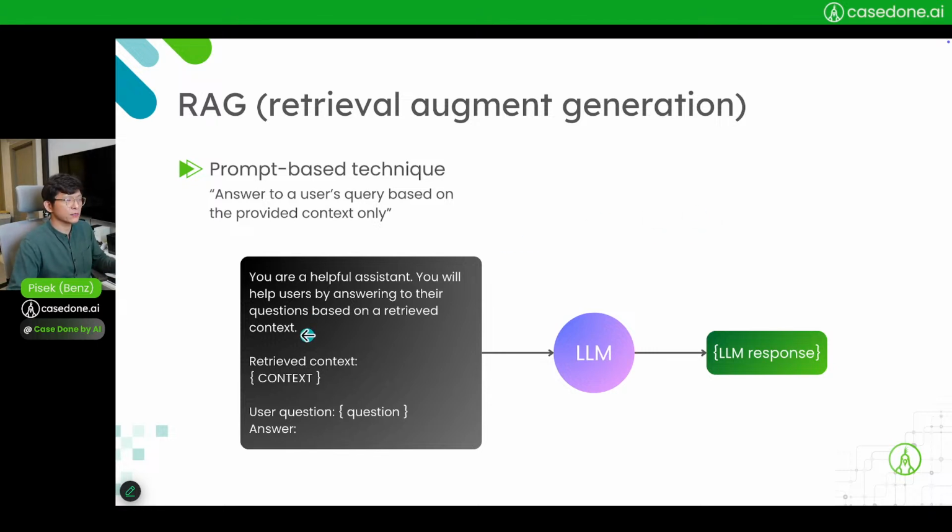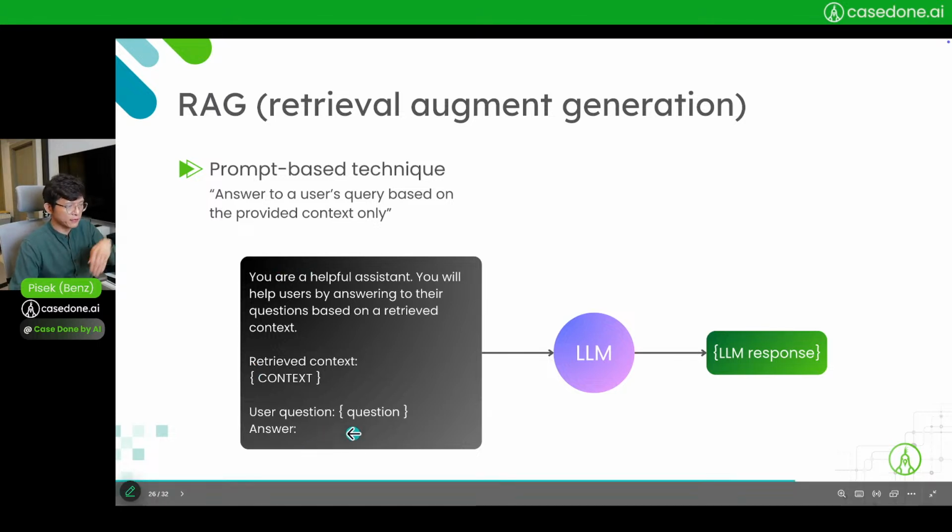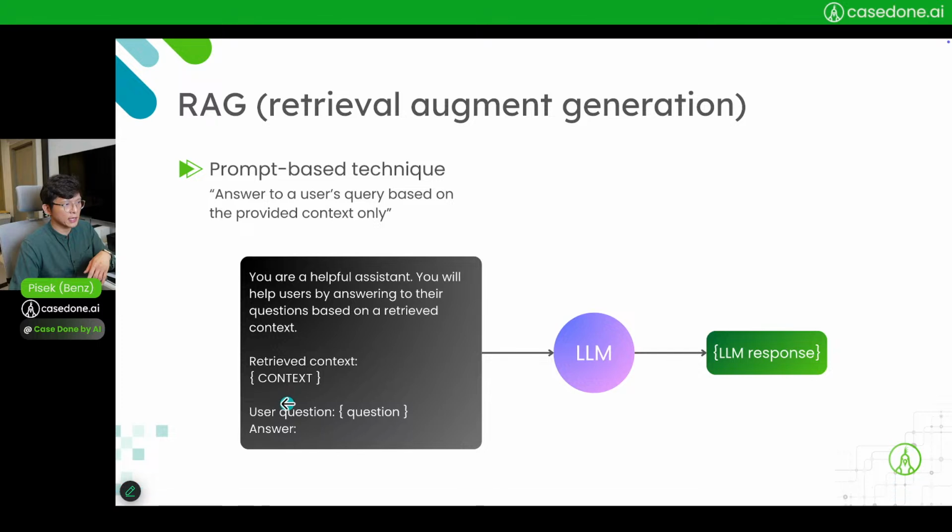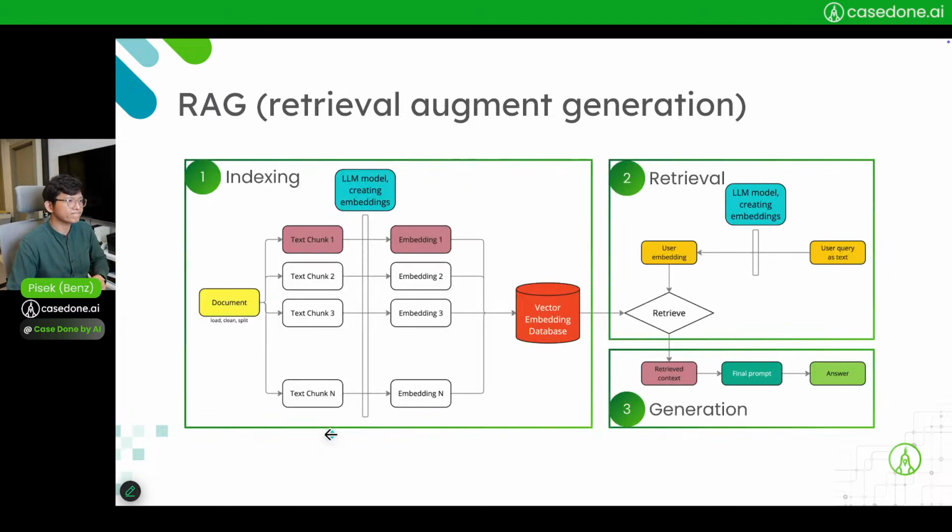This is a way to actually reduce hallucination as well. So basically, if you have a question, you need to provide a context and you instruct it to be using this context to answer the question only.